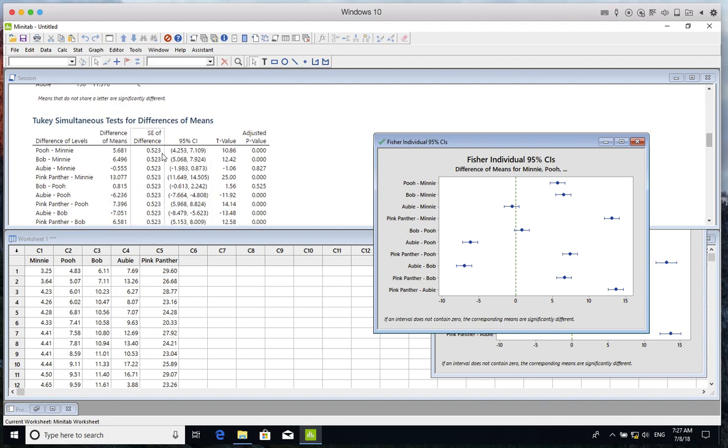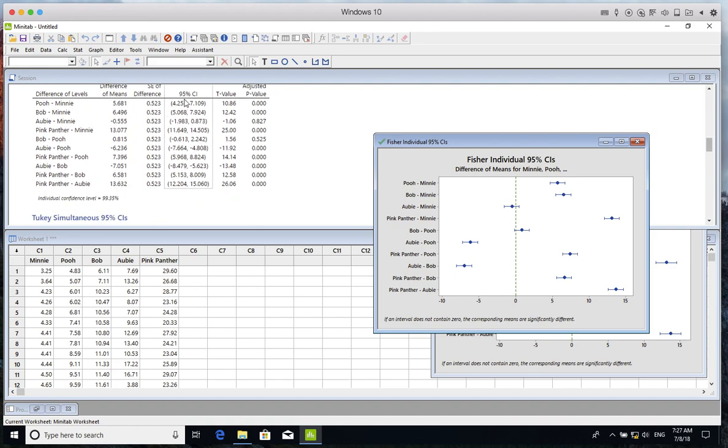Here you see the result of Tukey tests. Basically, 95% confidence intervals for the differences of Pooh and Minnie, Bob and Minnie, basically pairwise comparisons. As you see, 5 choose 2 is equal to 10. So we have 10 different confidence intervals of the mean differences.